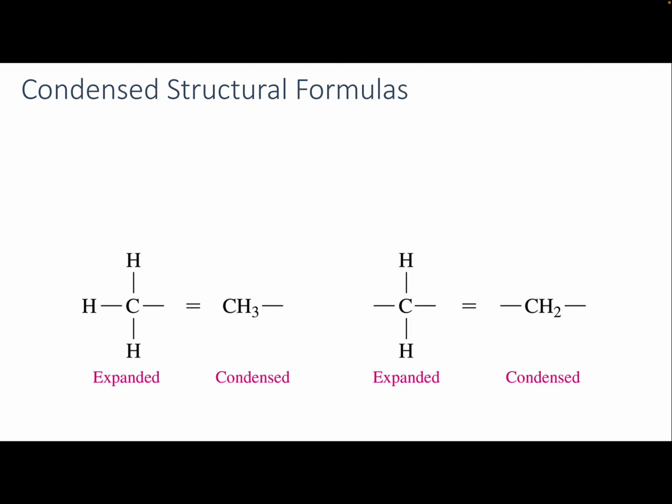So, condensed versus expanded. Anytime you are converting between the two, if you have a carbon on the end of a chain, it's always going to have 3 hydrogens on it. So you just condense that to a CH3. All the internal carbons in a chain, because there's more chain in both directions, they always have 2 hydrogens. So you can just condense those to be CH2.